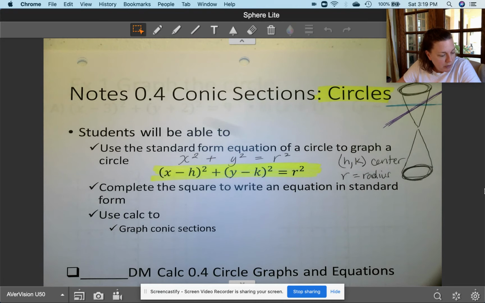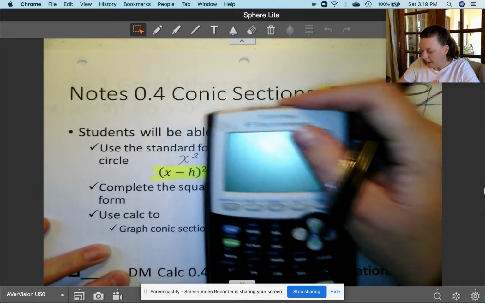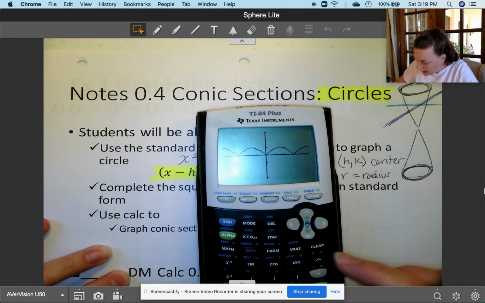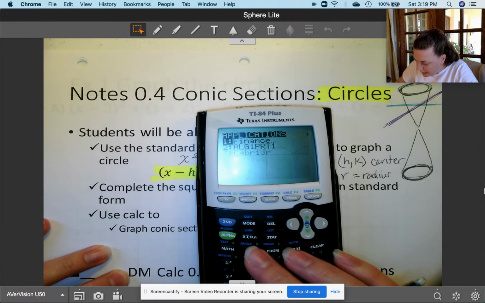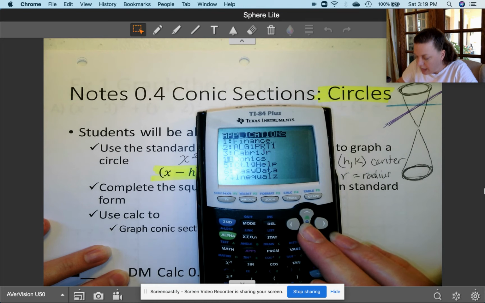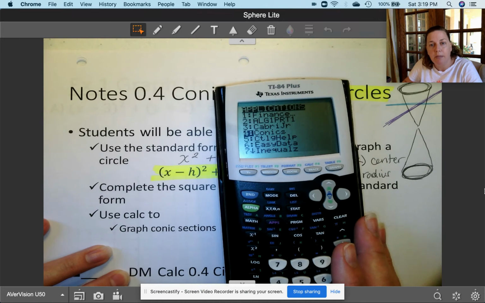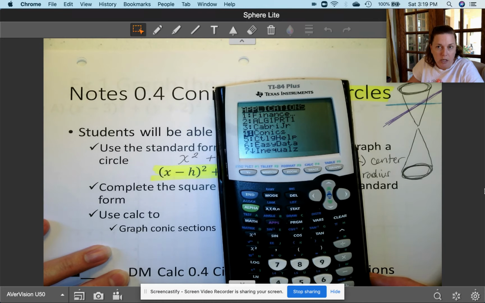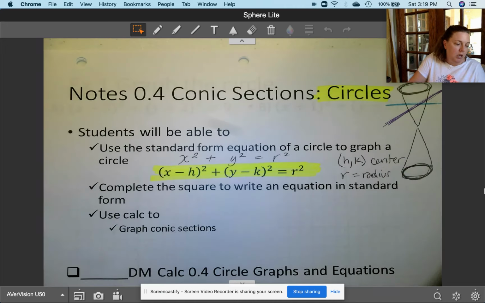You can use your calculator to graph conic sections. If you have a TI, then it's in the apps program. You can see there's a conics menu there, and I bet you can figure out how to use that. It's pretty easy. So I wanted to show that.